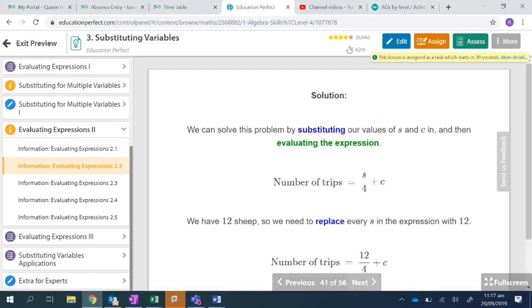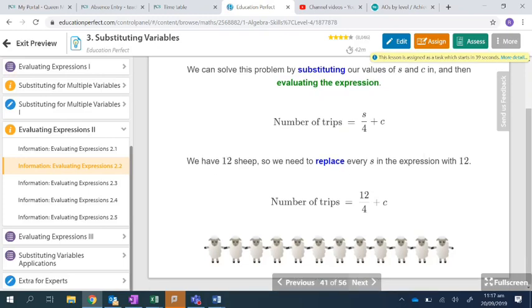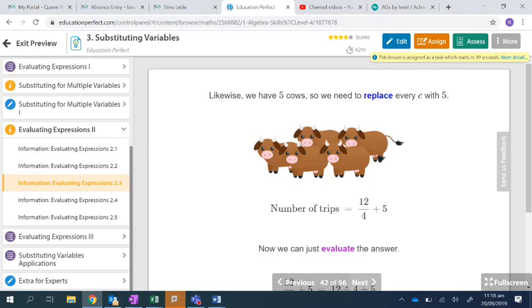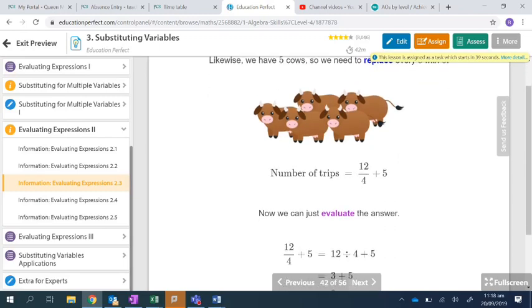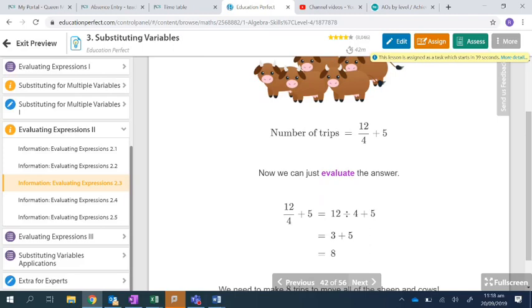Yeah? Okay. So they replaced S with 12 plus, but they need a C, right? And it says that there are 5 cows, so they replaced that with 5. We have to do the division first, so they did the 12 divided by 4 first. Got 3 plus 5, which gives you 8 total trips. So be careful about putting the right thing in the right spot, and also be careful to make sure you're using the order of operations.